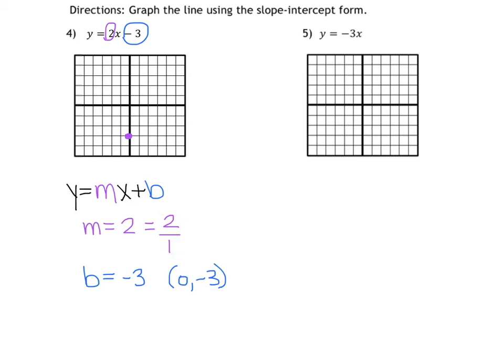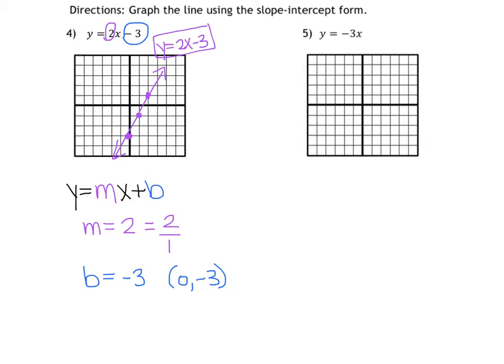So you're going to go to your intercept and you're going to rise 1, 2, and run 1. So your next coordinate would be right here. Let's do that again. You want to rise 1, 2, and run 1. Now we go to the right because this is a positive slope. So now our last step is to draw a line, and then we're going to label it y equals 2x minus 3.